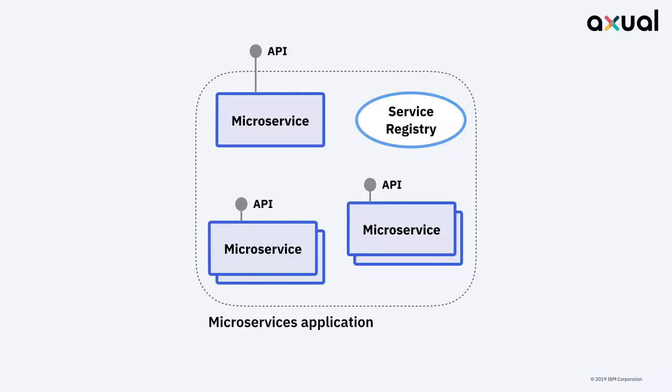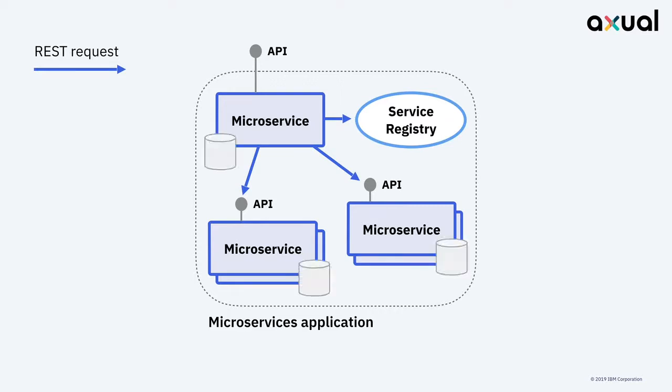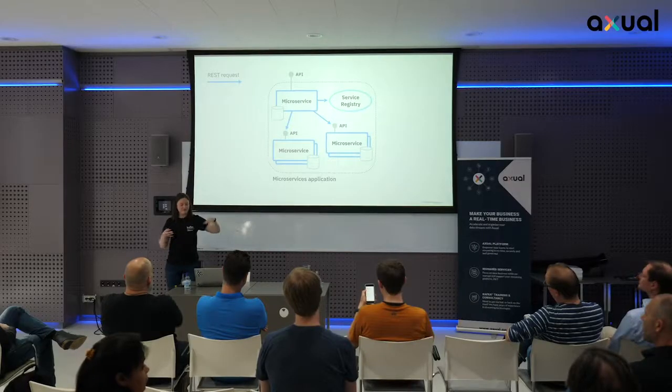So we have our monolith, and then we split it up into microservices. Maybe we had a service registry, and these are all talking now with REST. And they each had their own database. And this was a kind of movement and experience that we've been seeing people going through.